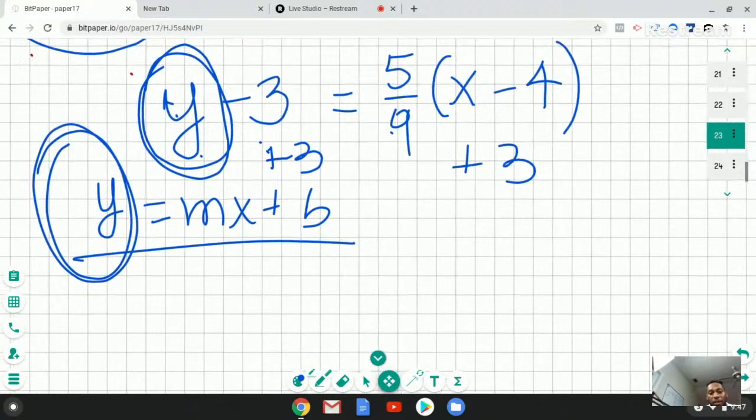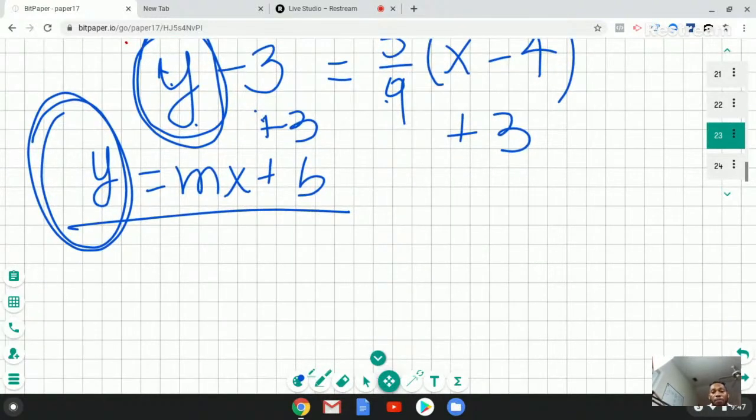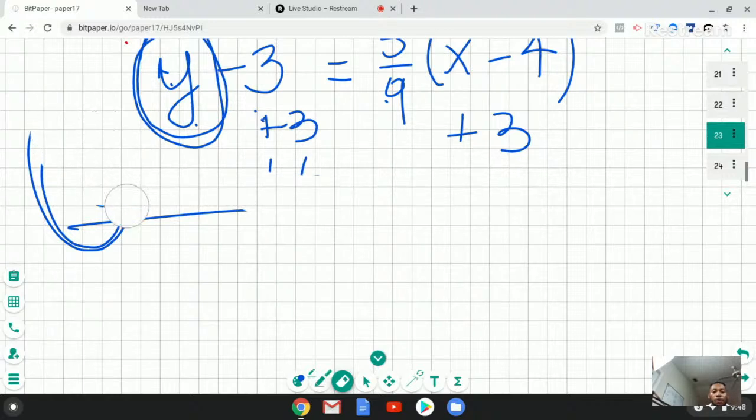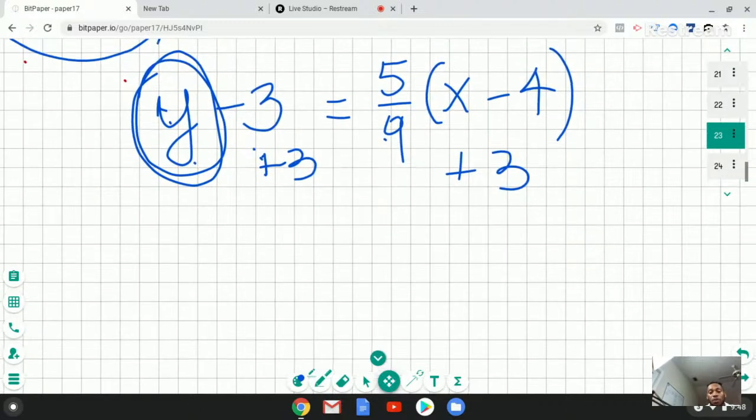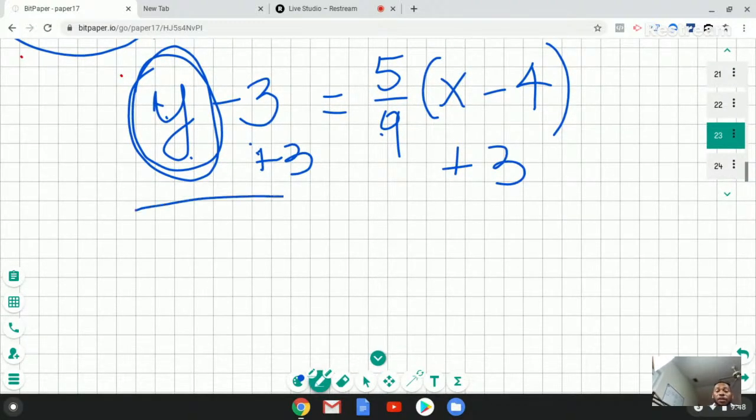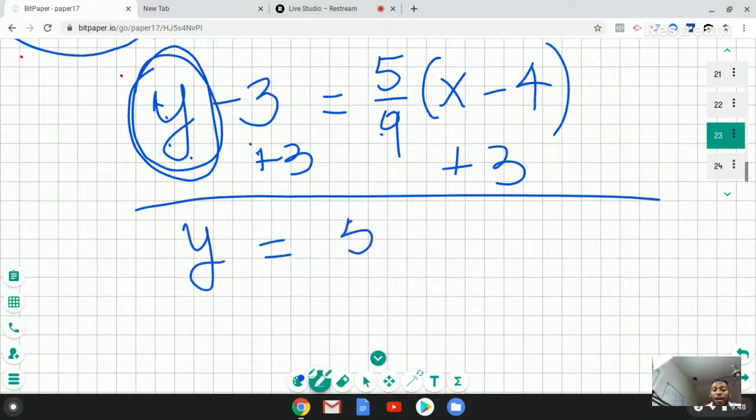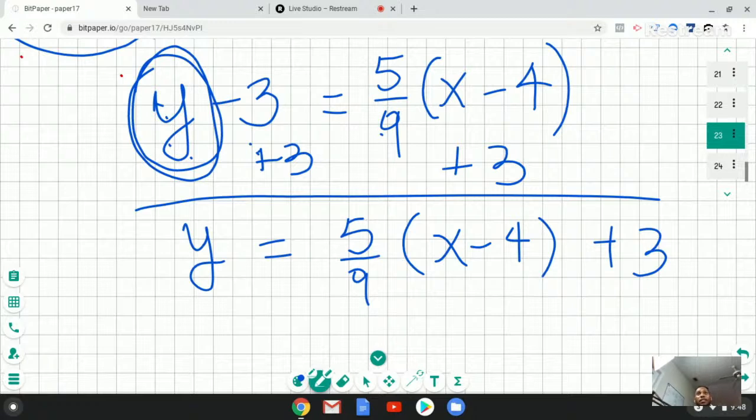Okay, so let me start. First, we're going to go from the point slope form to the y is equal to mx plus b form, which is the normal form that we know, the slope intercept form. So what we're going to do here is we add 3 to both sides. Y is equal to 5 over 9 x minus 4 plus 3, right? I didn't do nothing crazy, right?